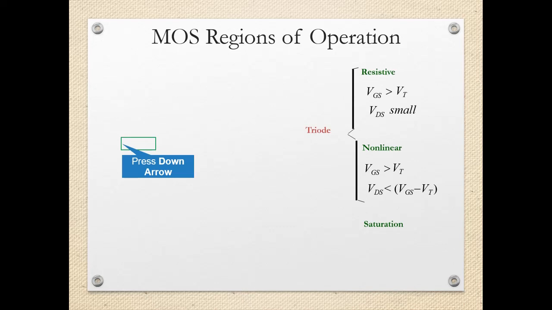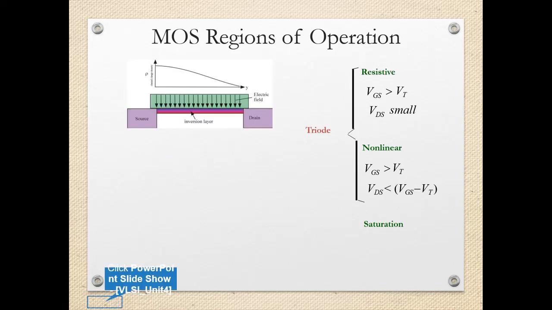So the first region of operation is the triode region, which is divided into two parts based on the value of VDS. If VDS is small, then it is a resistive region of operation. If VDS is slightly greater, that is it is less than VGS minus VT, then that results into the non-linear operation. Now one by one we'll see the details of operation. So first we'll go for this resistive operation.